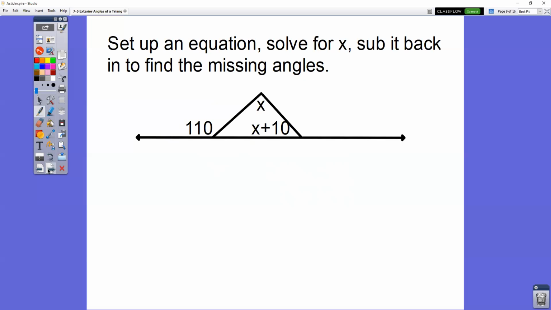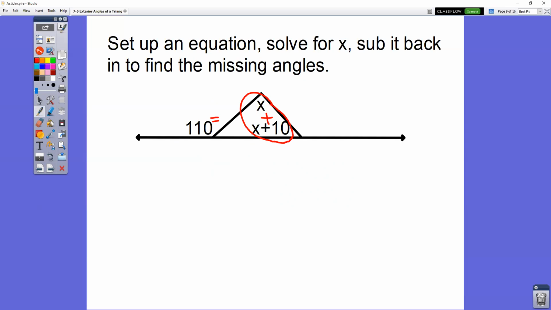The next kind of question looks like this. In these, there's not two ways to set up your problem. In these, there is only one way. You need to set up an equation and solve it when you have like two x's in the problem, all right? These two interior angles added together equals this outside angle.